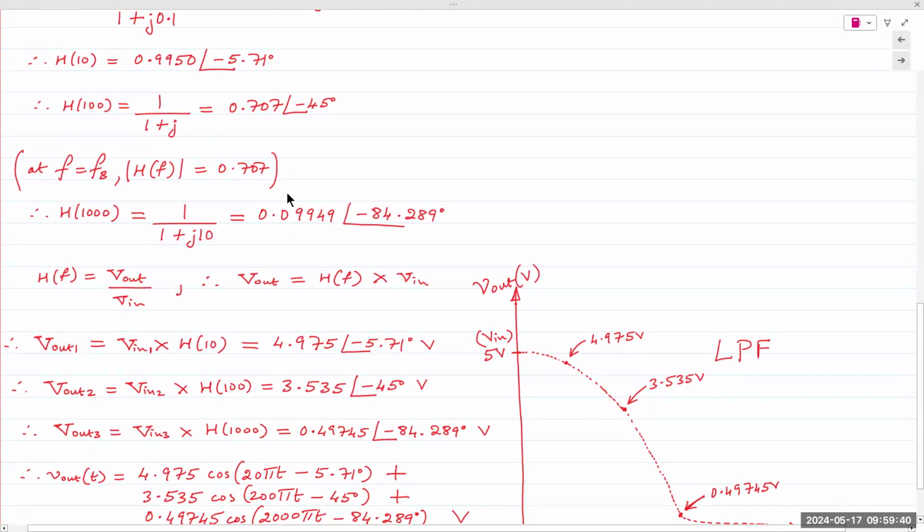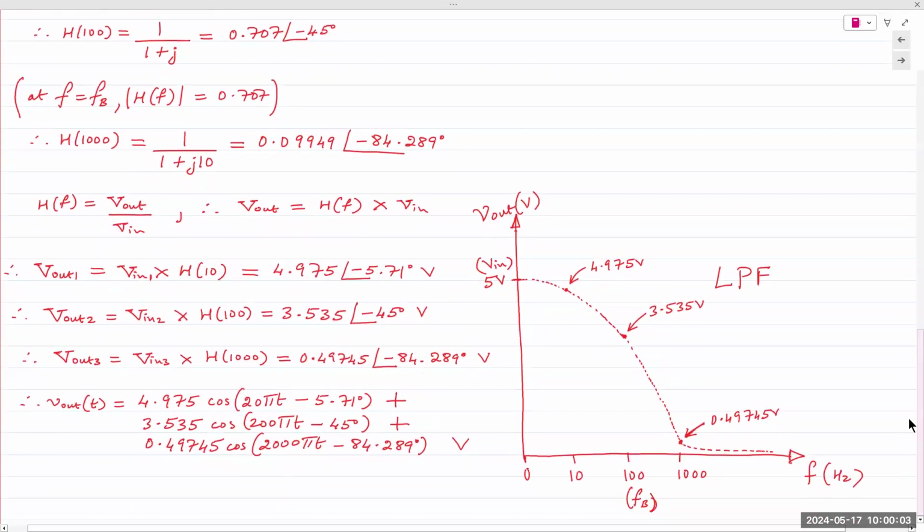Now you have the transfer function, the behavior of the circuit at each one of these 3 frequencies: 10 hertz, 100 hertz, and 1000 hertz. All that's remaining is multiplying with the input voltage, and you find the output at each one of these frequencies. So at H of 10, your output is 4.975.